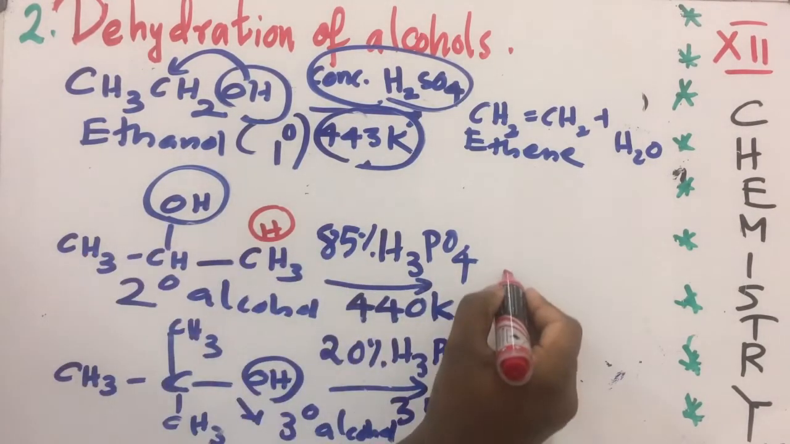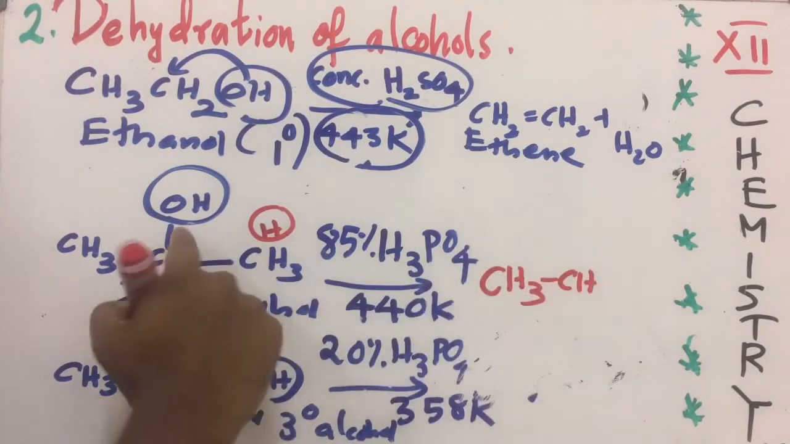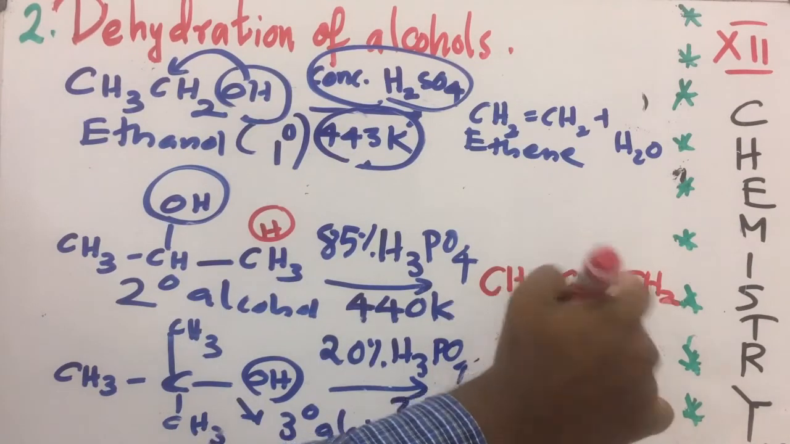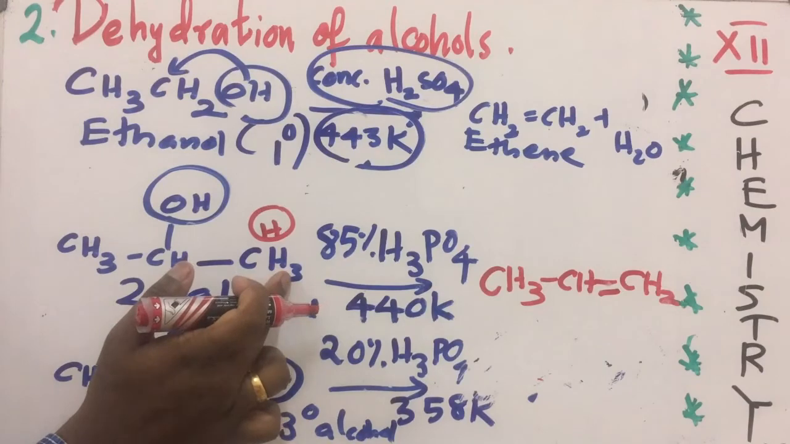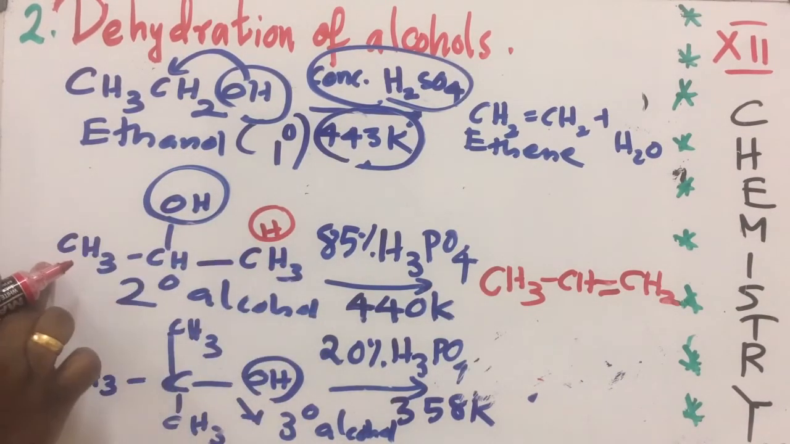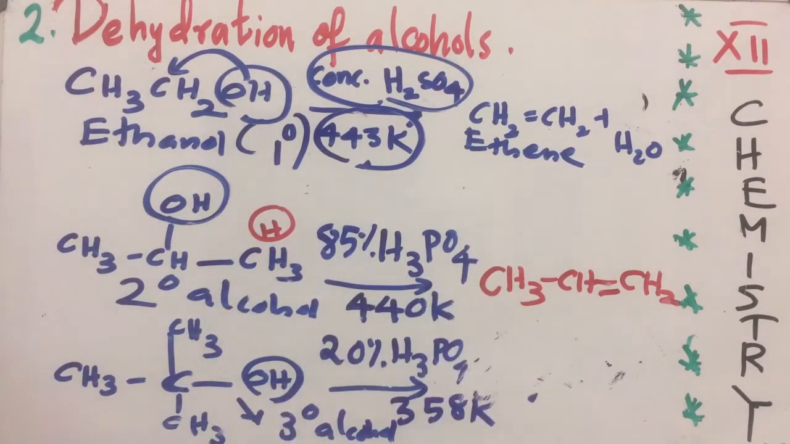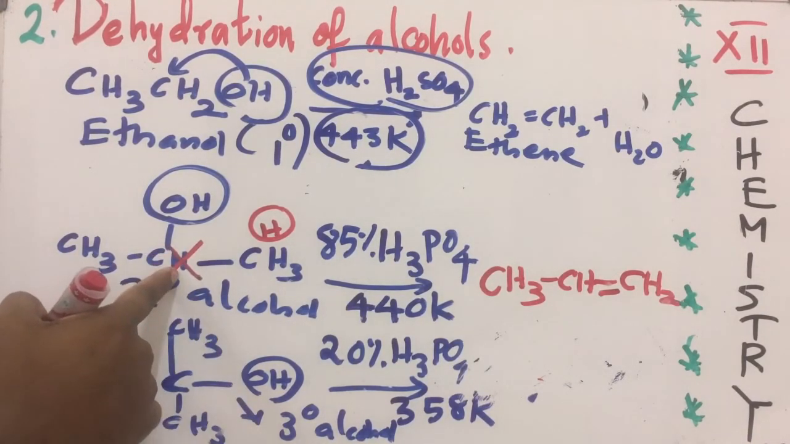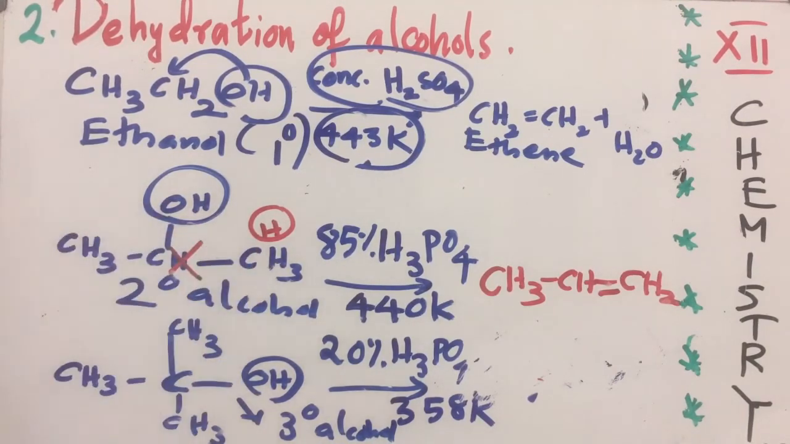So what is the product? CH3, CH, OH is removed, CH2. So 2 plus 1, 3. So put a double bond here. Instead of hydrogen from here, we can take hydrogen from this carbon also. Both are correct, because when we take hydrogen from here, again the product will be the same, propene. But don't take hydrogen from this carbon. Why? Because OH was already taken from this carbon. So take hydrogen from other carbons.